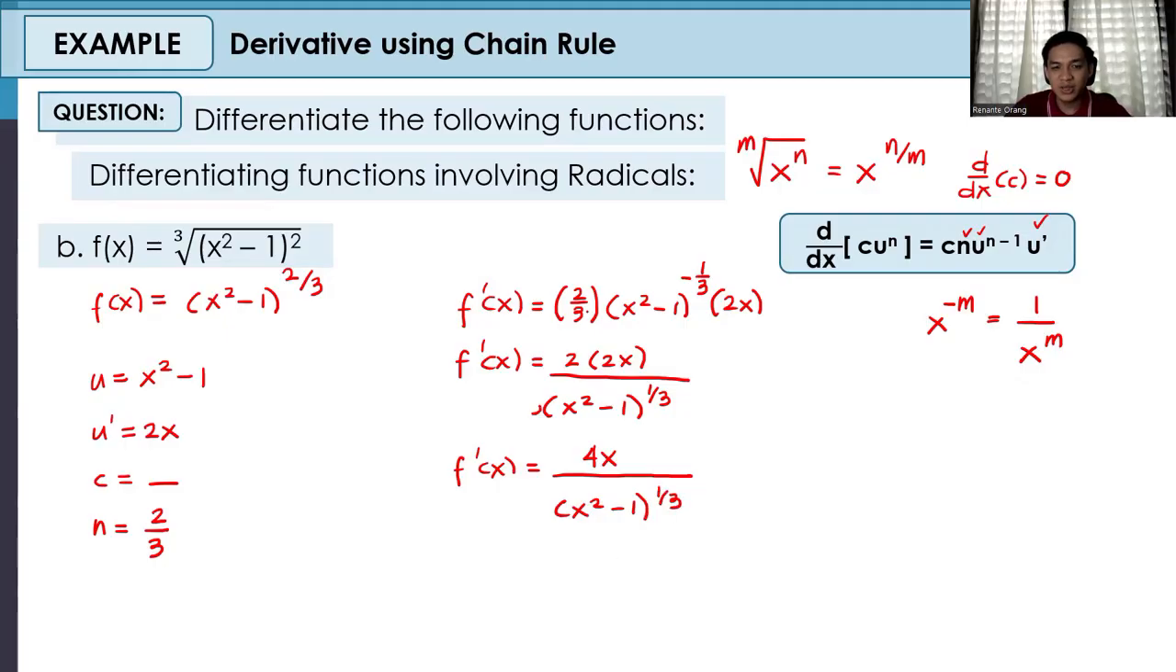So wag nating kalimutan yung ating 3 na denominator. Lagyan natin dito 3. Then dito din sa kabila is 3. So this will be our final answer. Take note class na may mga books na bawal daw na may radical sa baba. So we need to rationalize this one. But again, para sa akin, pwede na to na final answer.